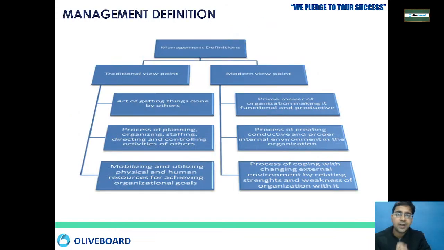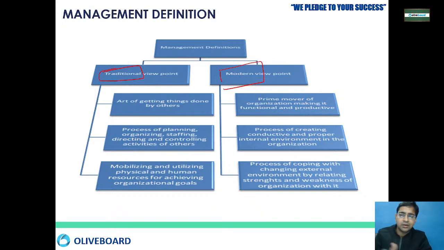Now, there are two viewpoints, or we call it two types of definitions, in management. One is the traditional, which we call the older viewpoint. And the second one is the modern viewpoint. So traditional and modern.